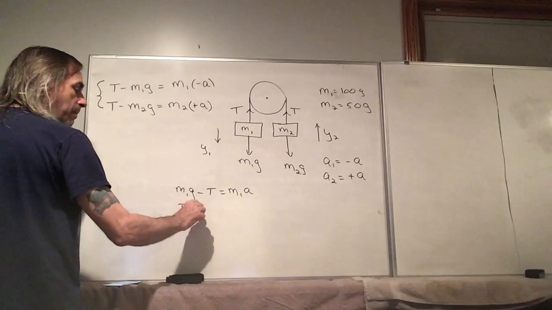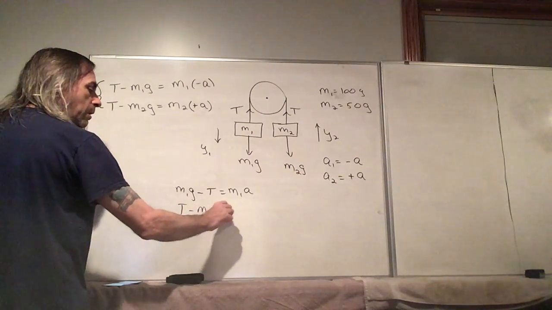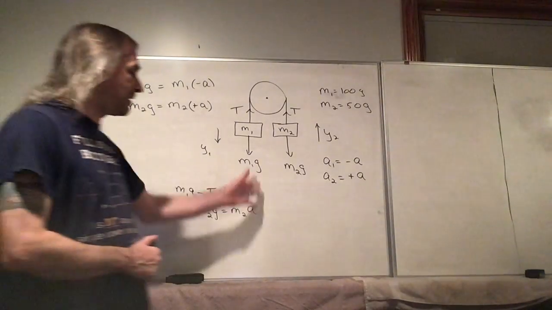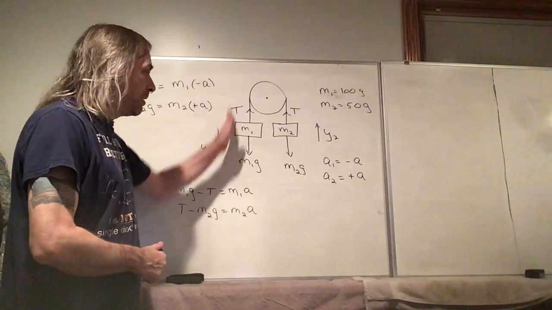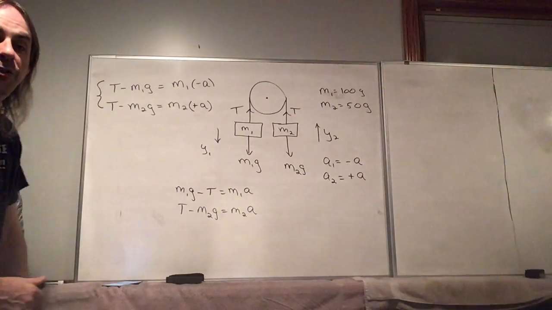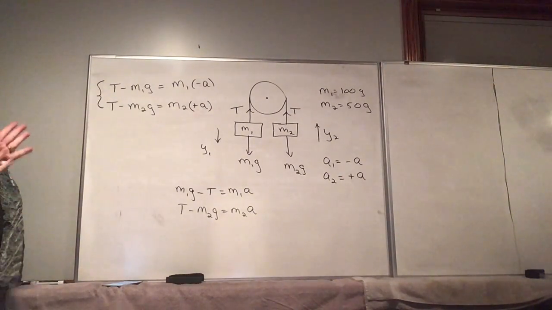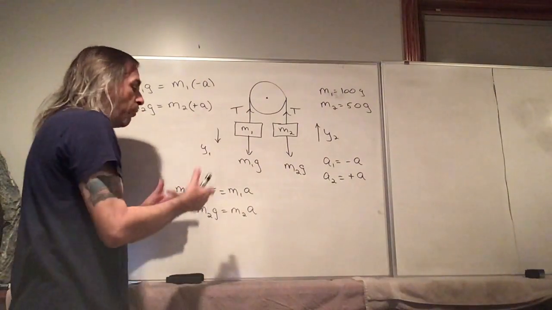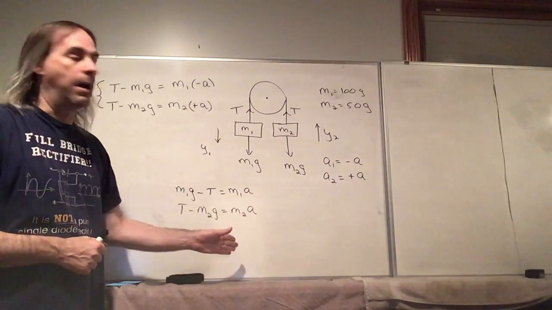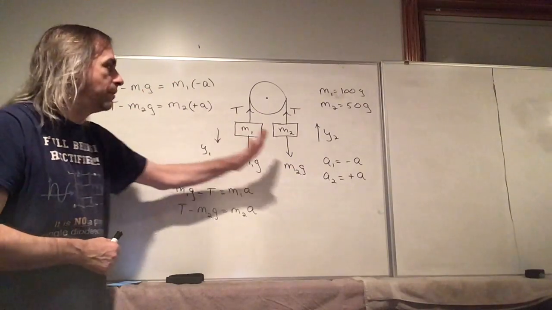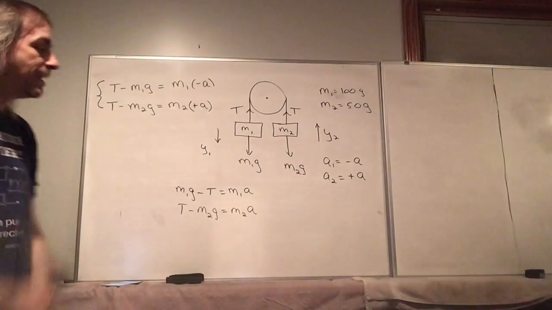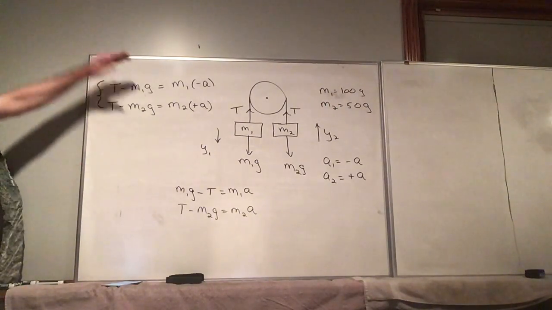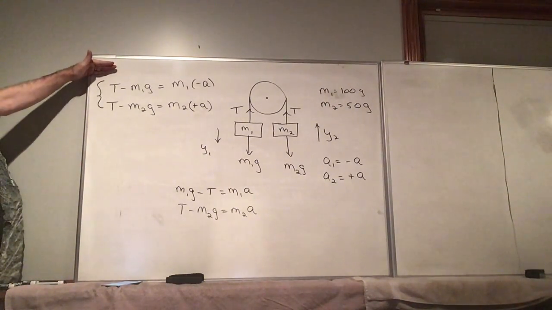So we have T minus M2G equals M2A. And we don't have to worry about the acceleration here because they both have the exact same acceleration. And in the coordinate systems we're describing them, both of the accelerations are going to be positive now. This one's positive down, this one's positive up. We're going to get the exact same result as before. And this system of equations is exactly equal to this system of equations.